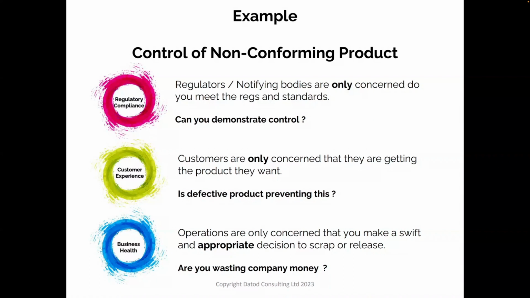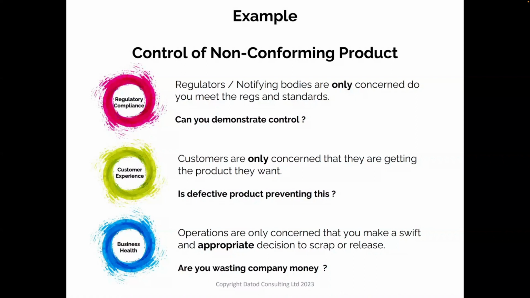Now the customers are primarily only concerned: are they getting the product they want? So basically their main question when they look at this part of the quality system is, is defective product preventing them getting the product of the quality they want in the time they want? So they have a very selfish view of the quality system. They're less concerned about how well you're bonding and labeling it and meeting the regulations. They're really concerned with: are they getting the product they paid for in a timely manner, and does it meet the quality requirements?